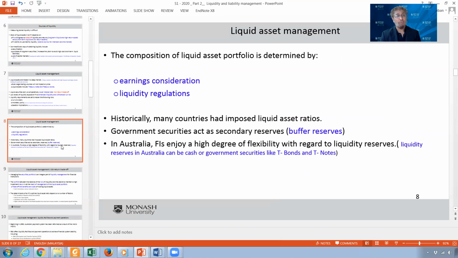Now, the composition of the liquid asset portfolio is determined by two things: earning considerations, now we are coming back to the trade-off, and liquidity regulations. So let's talk about the earning considerations. As I told you, short-term assets can be liquidated anytime. This will be at the expense of the returns that you can get for the same money if you invest it long term. So it's a trade-off here.